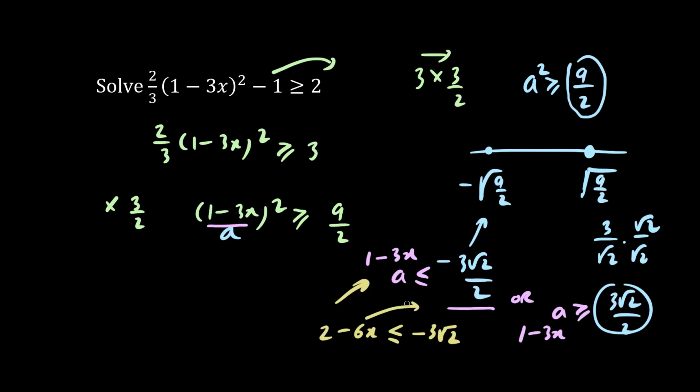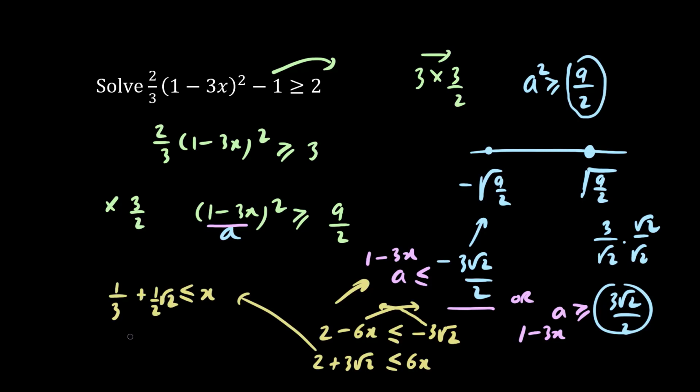We'll throw this negative 6x over, so we have positive 6x, and we'll throw this negative term to the left. We have 2 plus 3 root 2. Finally, dividing both sides by 6, we have x is greater than or equal to 2 over 6, or 1/3, plus 3 root 2 divided by 6, which is 3 over 6, the same thing as 1/2 root 2. So we have one part of the solution here.